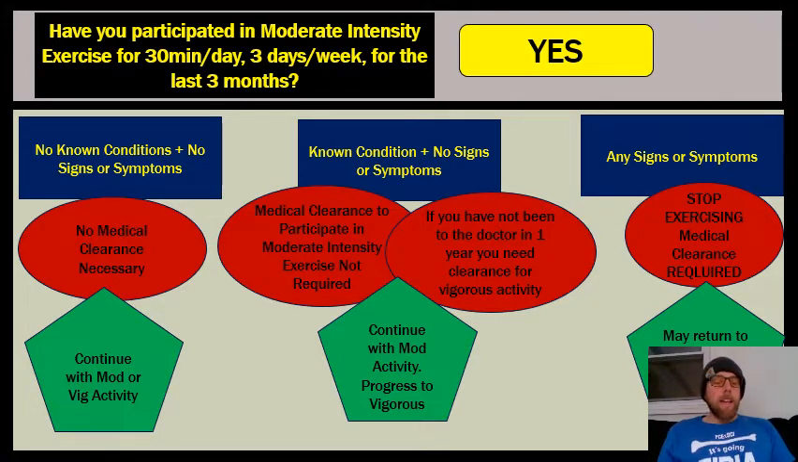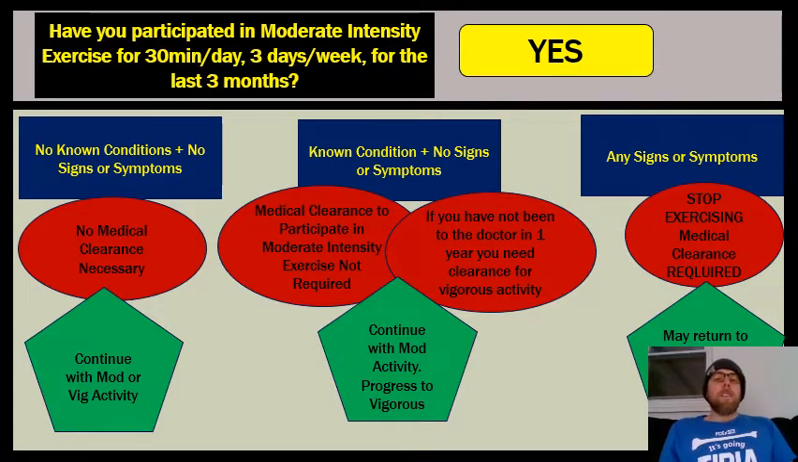On the very left-hand side, they've told you they don't have any conditions that have been diagnosed by their doctor: no cardiovascular disease, no type 1 or type 2 diabetes, no renal disease, right? They don't need any medical clearance. They can continue with moderate or vigorous intensity exercise. They're good to go because they've already been exercising. They don't have any known medical conditions, no signs or symptoms. They would be like a lot of folks in our class, more than likely. Just continue doing what you're doing and you can do whatever intensity you want.